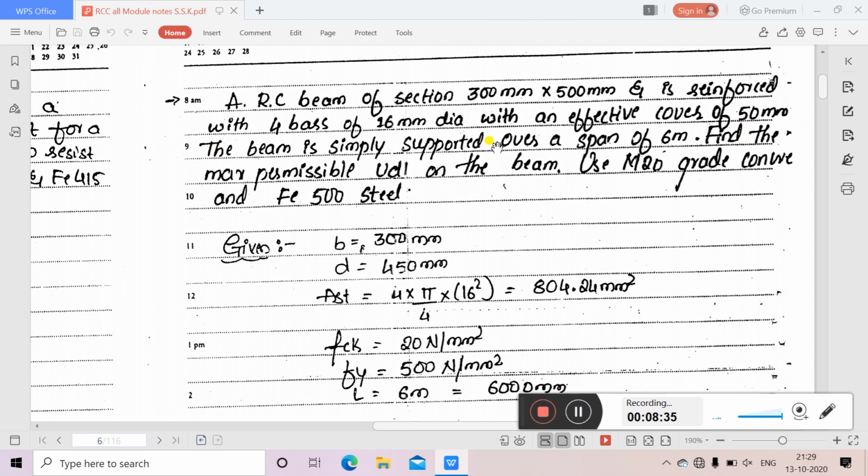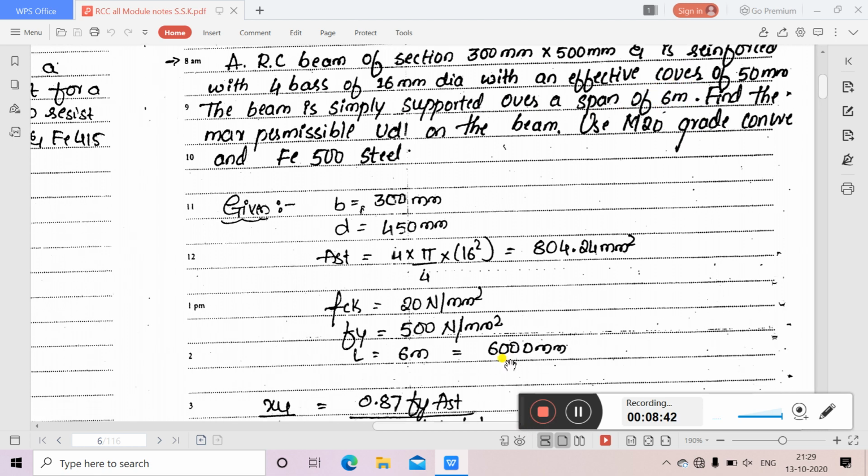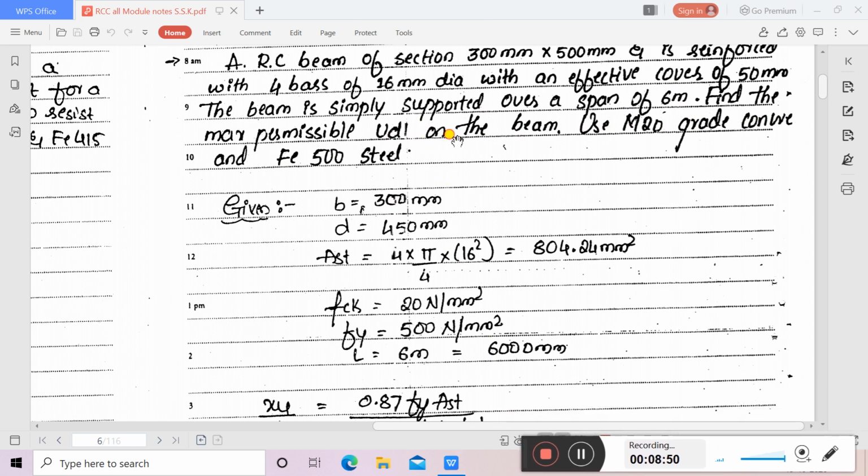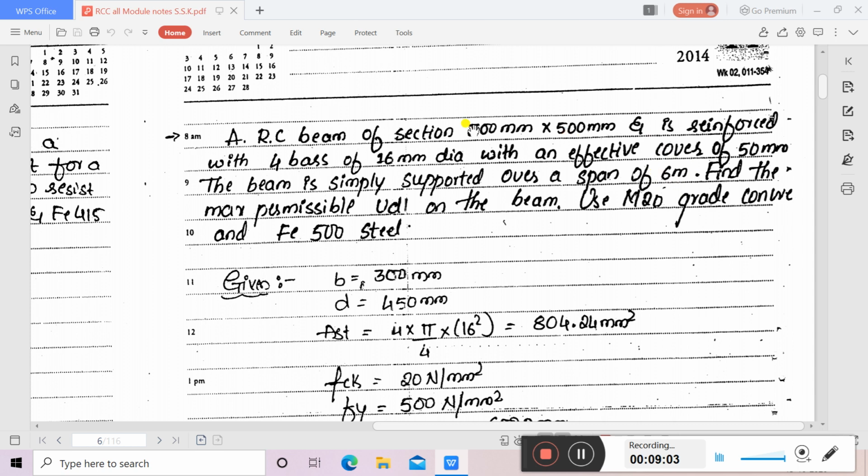The beam is simply supported over a span of 6 meter, so the length of that beam is 6 meter. Find the maximum permissible UDL on the beam. Use M20 grade concrete and Fe415 steel. What he said is, not only the moment, you need to find out the maximum UDL or allowable UDL on the beam. Here he has given the span of this beam, and the width as well as overall depth.